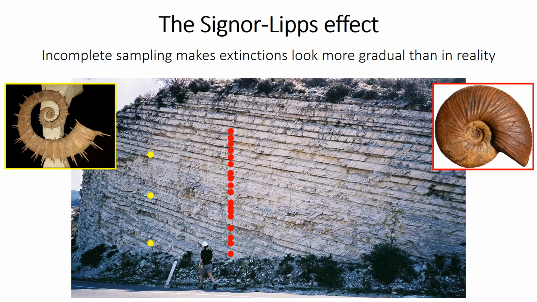So this phenomenon is called the Signor-Lipps effect. It basically says that a truly abrupt extinction will end up looking more gradual because of this incomplete sampling, especially because rare species will appear to go extinct, will have their youngest fossil that we found, well before the true time that they actually disappeared, right? Maybe it was living elsewhere. Maybe if we looked harder, we'd find it, all these things.